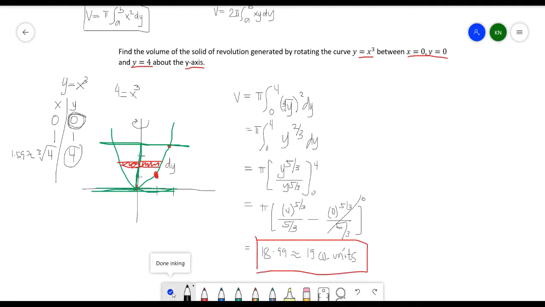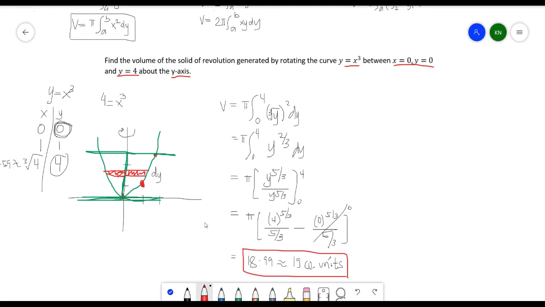Now again, as I've told you earlier, we can also use the cylindrical shell method in this example. So we'll solve that one using cylindrical shell. Solving this problem using a different method should come up with the same final answer, which is 19 cubic units or 18.99 cubic units. We just have to modify the equation that we will be using.